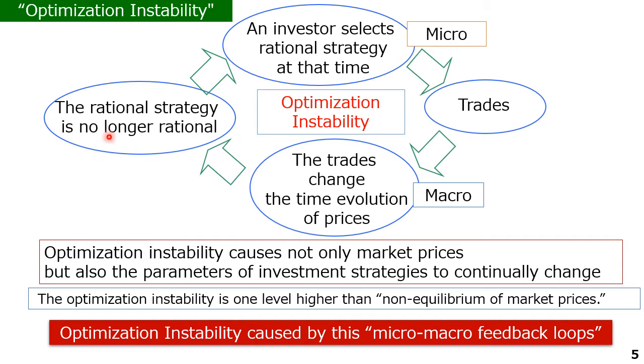This means the optimal parameter of the investment strategy is changed. So the investor again selects a rational strategy, a different optimal parameter of the investment strategy. So the loop continues. So optimization instability is caused by this micro-macro feedback loop.